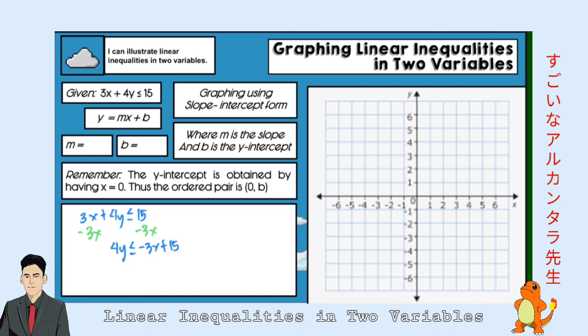And again, to isolate your y variable completely, divide the whole thing by whatever it is that is next to it. What is its numerical coefficient? So you'll have y less than or equal to negative 3 over 4x plus 15 over 4. So you might be wondering, sir, it's a fraction. So the best thing that you can do here is to estimate.